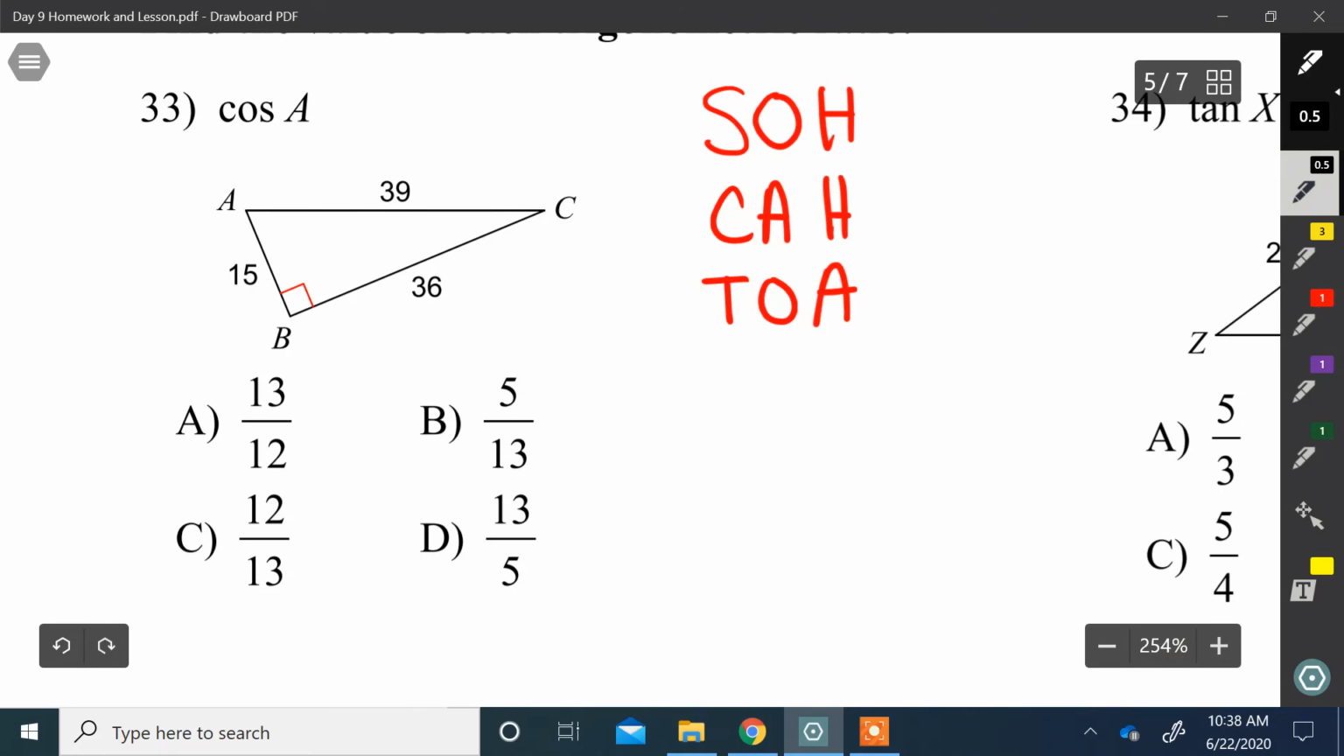So SOHCAHTOA relates to right triangles. As you can see, we have a right triangle, and it's used to figure out the angles that are related to right triangles. And right triangles are the triangles that we work with the most. We have right triangles everywhere in the world, and we use SOHCAHTOA in order to find the angles and in order to find the sides of those angles. But for now, we just have to understand what SOHCAHTOA means.